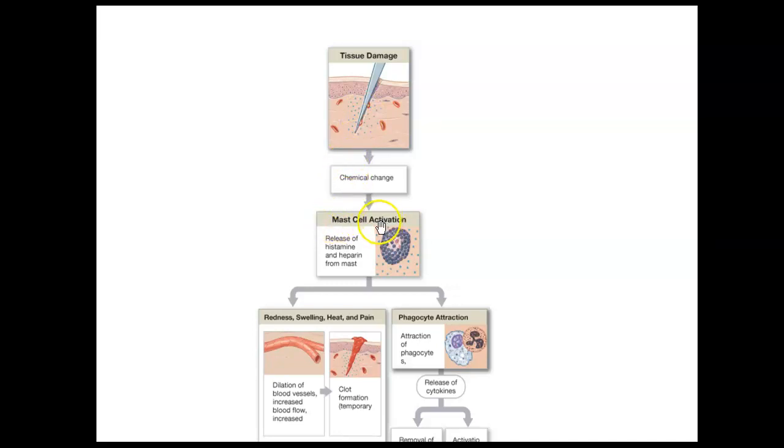That's going to activate mast cells, which release histamine and heparin, which stimulate the inflammatory response and also prevent blood clotting. The release of histamine and heparin is going to lead to the redness, swelling, heat, and pain. The redness and heat are from the dilation of blood vessels. The swelling is from the blood vessels becoming more permeable or leaky. We call that diapedesis because they allow some of the white blood cells, the phagocytes, to leave and enter the tissues and help fight the infection. And the pain is due to the swelling.